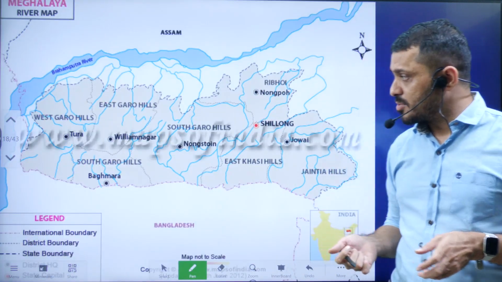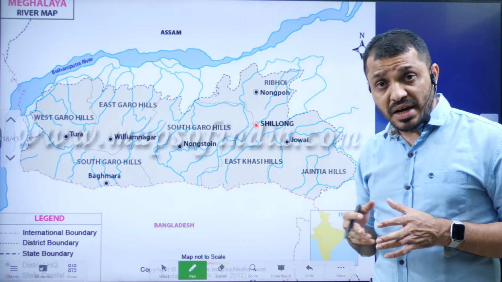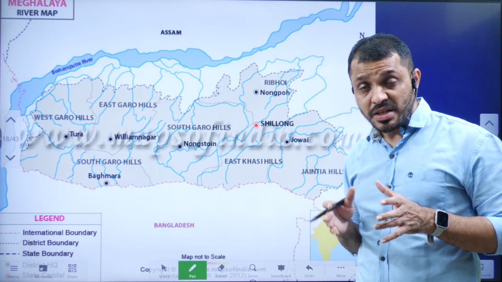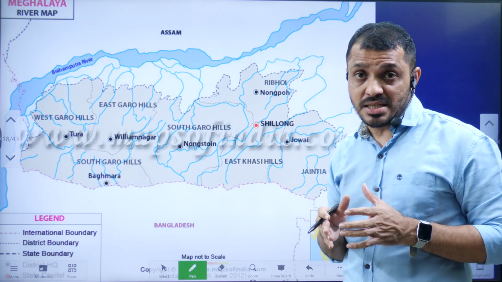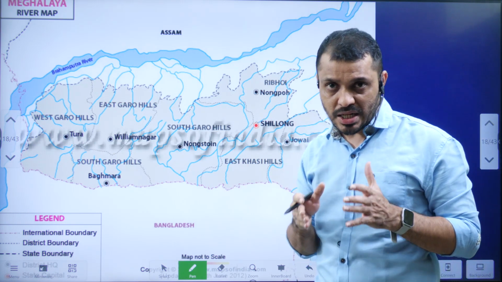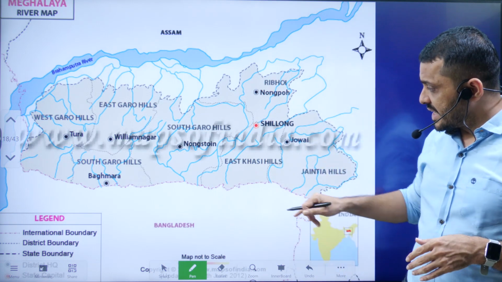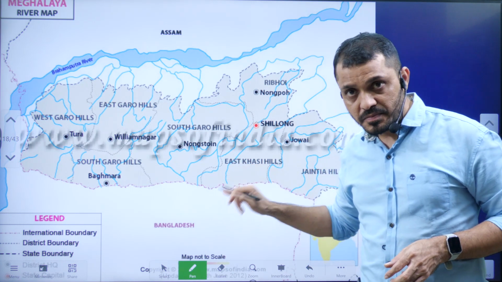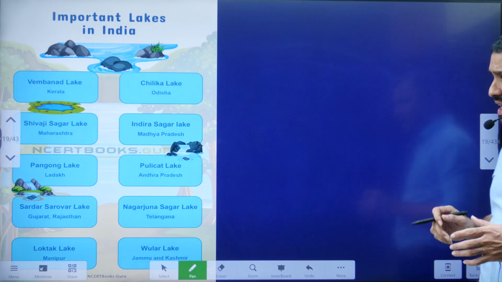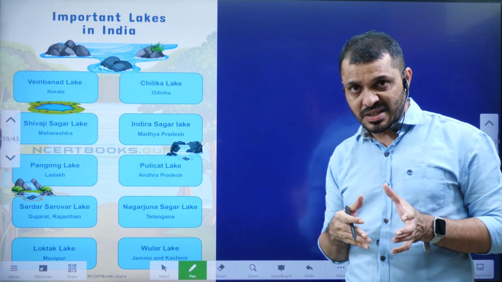Next, the fourth topic is about Meghalaya. We are going to discuss one lake in Meghalaya. Recently the Meghalaya government is trying to use artificial intelligence to reduce the pollution in this particular lake. This lake is located near the East Khasi Hills. Now we will see what that lake is and which river is feeding the lake.